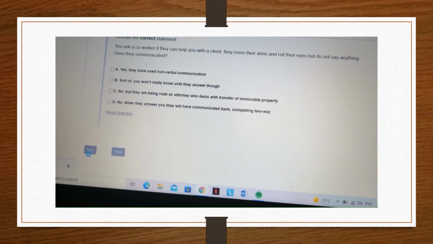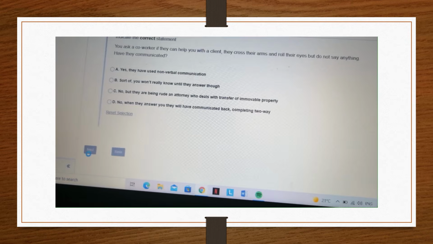All right, 28. Indicate the correct statement. You ask a co-worker if they can help you with a client. They cross their arms and roll their eyes but do not say anything. Have they communicated? Yes, they have, and they used non-verbal communication. That is option A, because if you look at the other options there, it just doesn't make sense, do they?